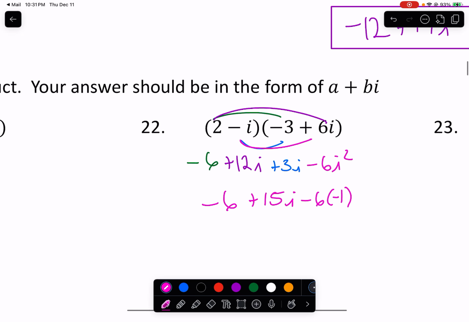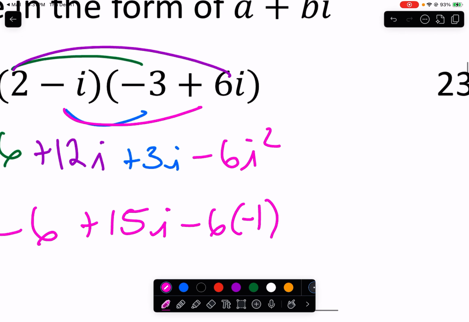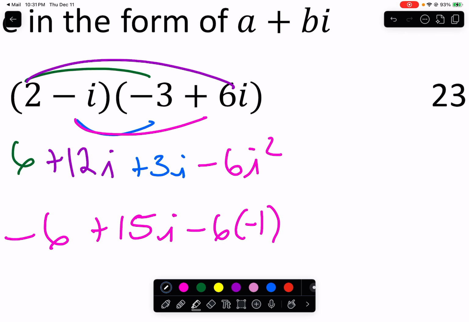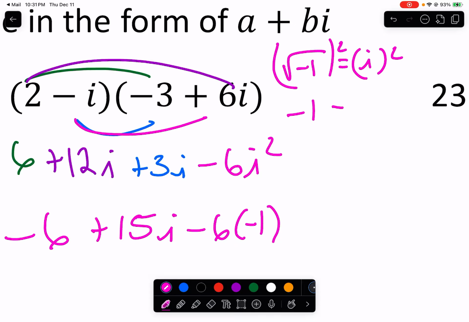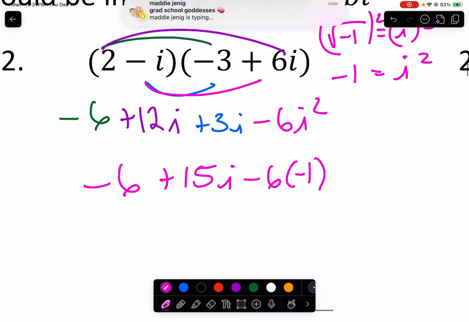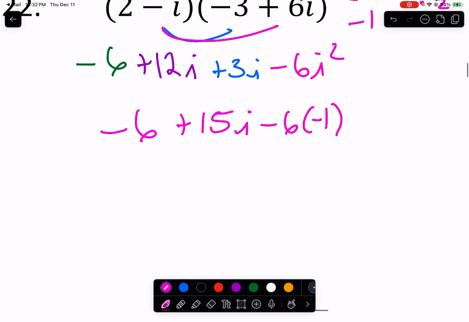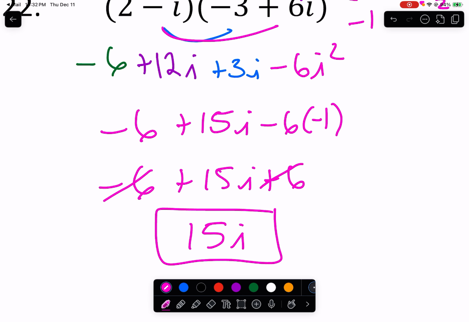Oh, sorry. I didn't explain what I was doing. So, sorry, back up. This i squared, we know that the square root of negative 1 is equal to i. Now, if you were to square both of these, the square root goes away, and I get that negative 1 is equal to i squared. So whenever we have an i squared, we can simplify that with a negative 1. So now I got negative 6 plus 15i plus 6. And then I can combine like terms here, which actually these 6's cancel, so I am just left with 15i as my answer.